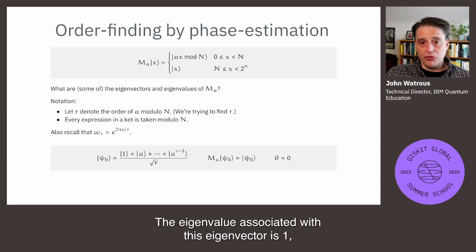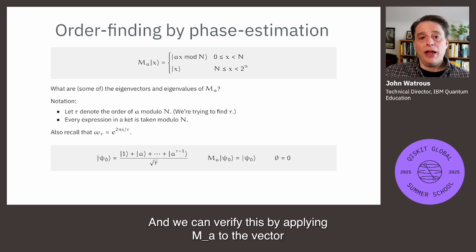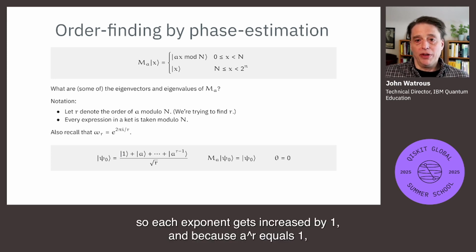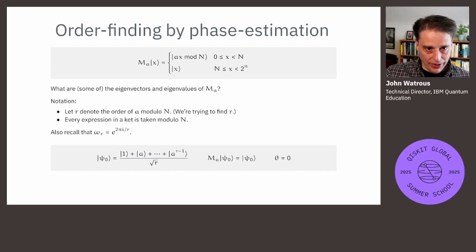The eigenvalue associated with this eigenvector is 1, which means that theta equals 0 in the context of phase estimation. And we can verify this by applying MA to the vector psi 0. MA multiplies by A modulo n, so each exponent gets increased by 1, and because A to the power r equals 1, we see that it basically wraps around and we get the original vector back.